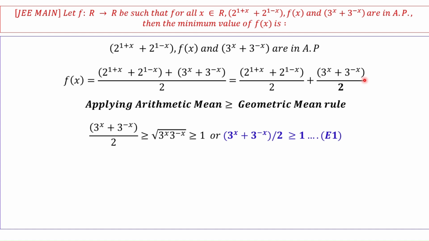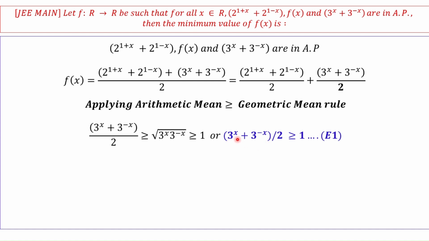Okay. So we take the second one first. 3 to the power of x plus 3 to the power of minus x divided by 2 is greater than or equal to the square root of 3 to the power of x into 3 to the power of minus x. Sum of and product of this, right? GM is the square root of the product. And this gets cancelled each other, right? 1 by 3 to the power of x into 3 to the power of x, that is 1. So greater than or equal to 1.